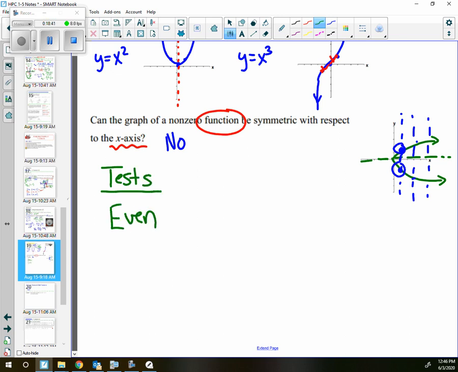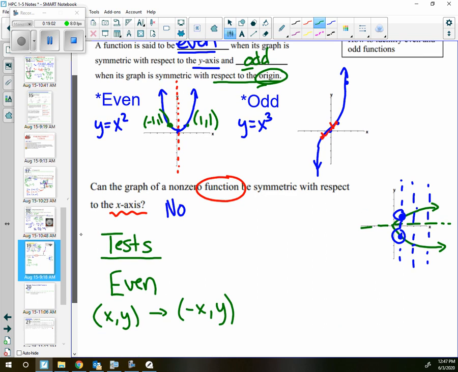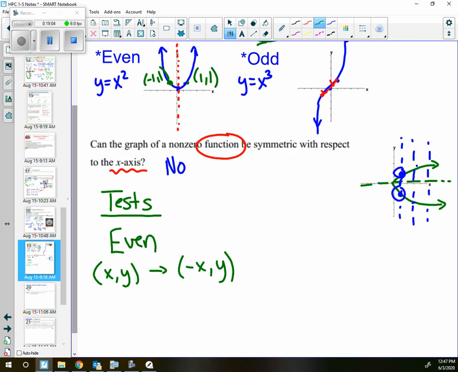If something is going to be symmetric with respect to the y-axis, that means if you have an ordered pair in your graph (x, y), then you better also have the ordered pair (-x, y). In other words, think about your parabola. If I have the point (-1, 1), then I better have the point (1, 1). So if the x changes sign, the y better be the same. They have to be at the same location.